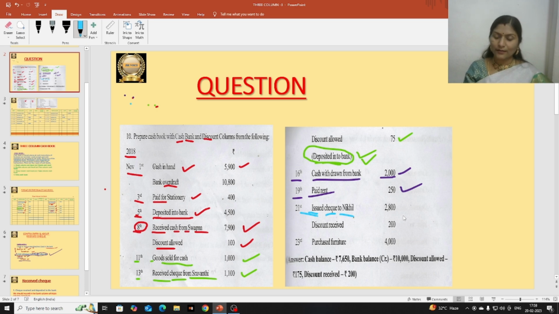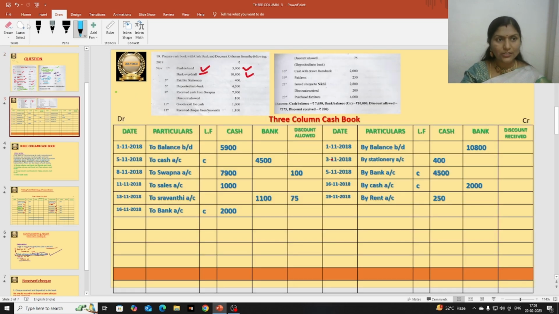If cash is given, our cash goes directly to the other person. If we give any check, then the banker will pay on behalf of us whenever that person submits the check in the bank. So here issued check means check is going out. We should record on the credit side. To whom are we issuing the check? To Nikhil. So we should mention by Nikhil account. How much? 2800. Discount received is also given, that is 200. So we will record these two on the credit side.